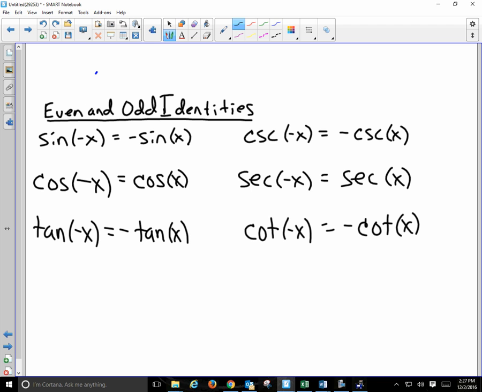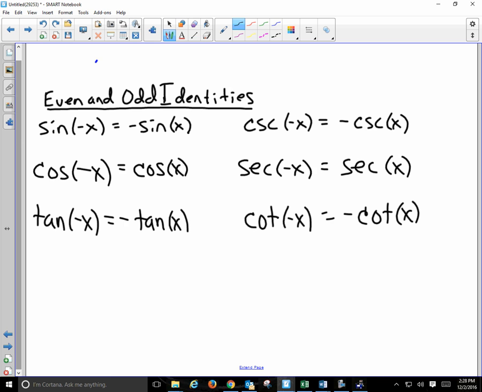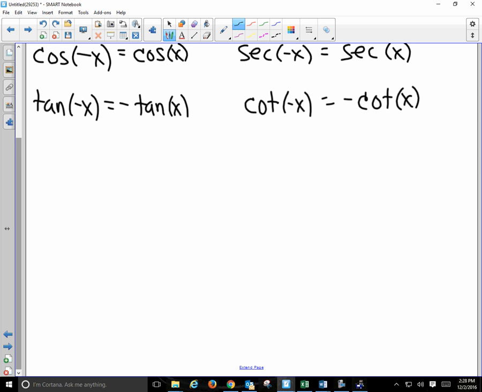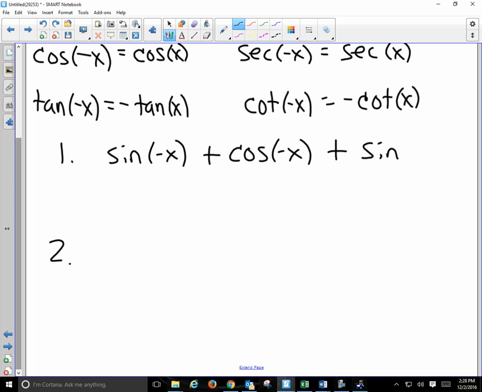So let's try two problems that are just super duper easy. You ready? And I'll put a couple like these on your study guide to get ready for your test. This will be our first one. This will be our second one. We will do sine of negative x plus cosine of negative x plus sine of x. We want to simplify that.